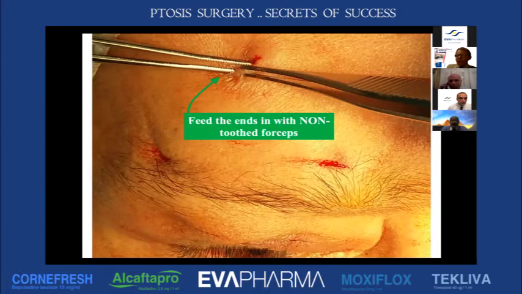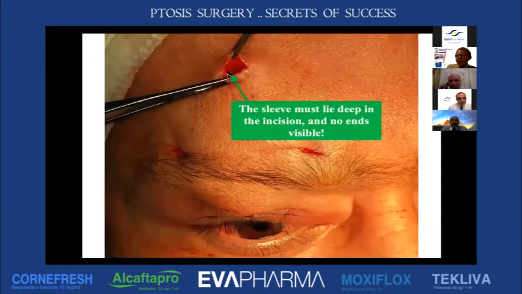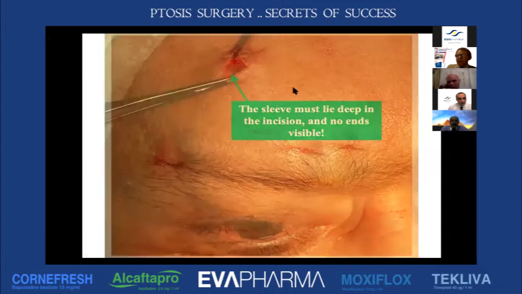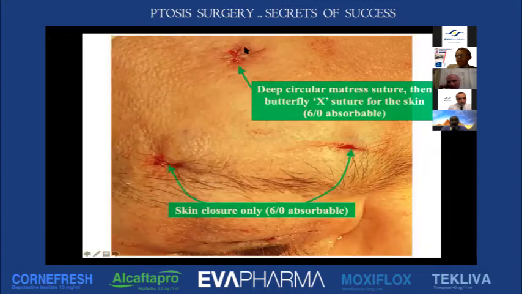Okay, so when you're finished and you look at this screen, you might just be able to see the glimmer of the deep Watzke sleeve here, but you certainly can't see any ends. And then, of course, you close it in the usual way. It's a deep suture, a deep circular mattress. And then you can see my little crisscross continuous butterfly suture here. Now, these incisions down here, they just simply require a straightforward single closure, as does the lid. And you can use a 7.0 for the lid as well.